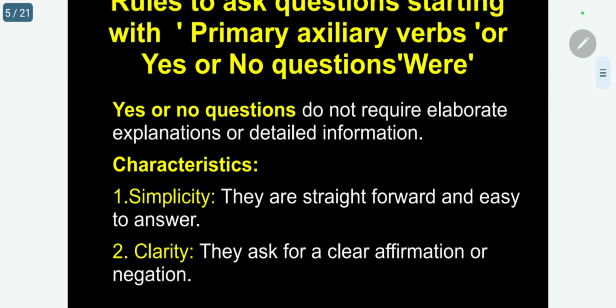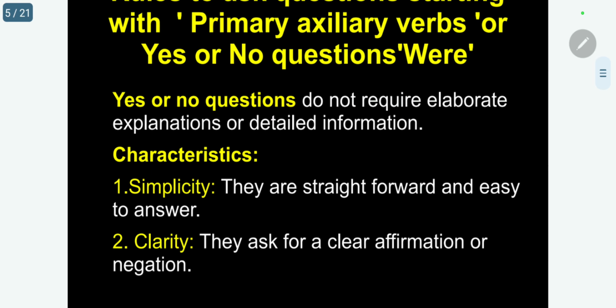So let me concentrate today on the yes or no questions. I am going to discuss were. So let me give an introduction regarding yes or no questions. Yes or no questions do not require elaborate explanations or detailed information. So let me discuss the characteristics of yes or no questions. 1. Simplicity. They are straightforward and easy to answer. So these yes or no questions are straightforward and easy to answer.